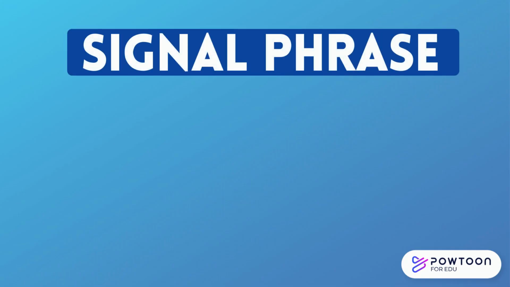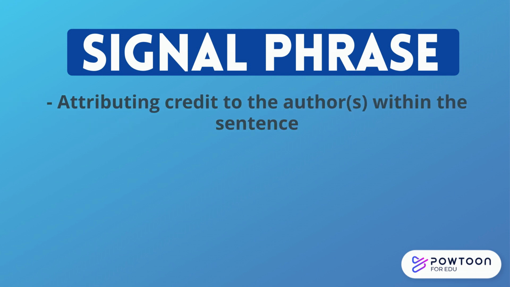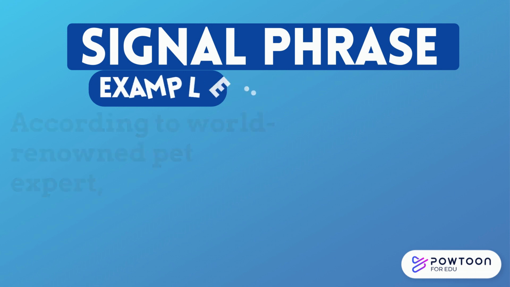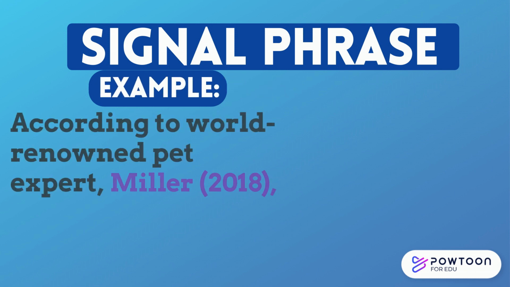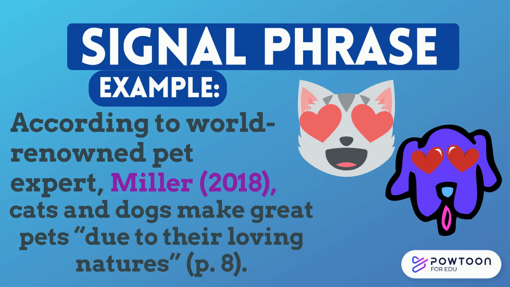A signal phrase is when you begin your sentence by attributing the information to the authors. This can be a great way to put emphasis on the author or to introduce them along with their credentials. For example, according to world-renowned pet expert Miller (2018), cats and dogs make great pets due to their loving natures (page 8).